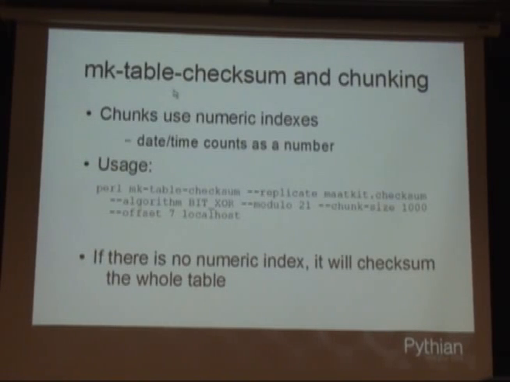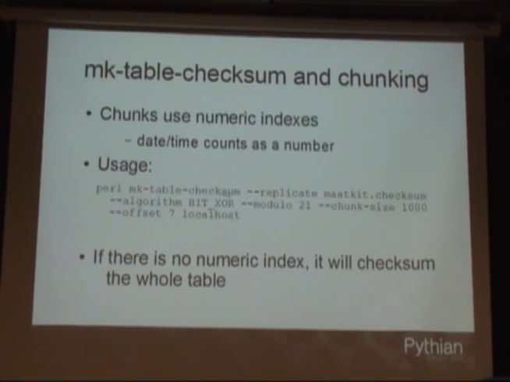So here's how to do chunking. Chunks use numeric indexes, and dates and times count as numbers. So if you have a primary key or even a regular key, a regular index, doesn't need to be unique or primary, on a date, a time, a number like int, big int, small int, tiny int, you're golden. You can use chunks, and it's great.